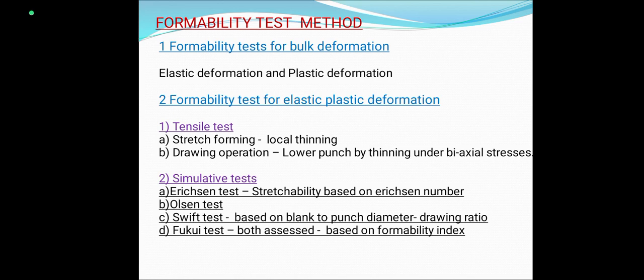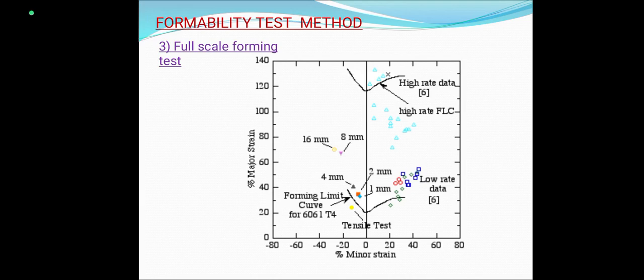Formability test methods. Formability tests for bulk deformation, elastic deformation and plastic deformation. Tensile test: stretch forming minus local thinning. Drawing operation: lower punch load by thinning under biaxial stress. Simulative tests, enrichment test. Stretchability is based on Erichsen's number, the Olsen test. Swift test is based on blank to punch diameter, the drawing ratio. Fukui test. Both are assessed based on the formability index. These are all the test methods.